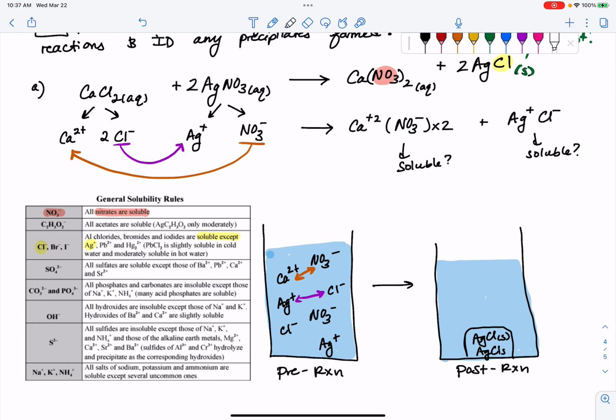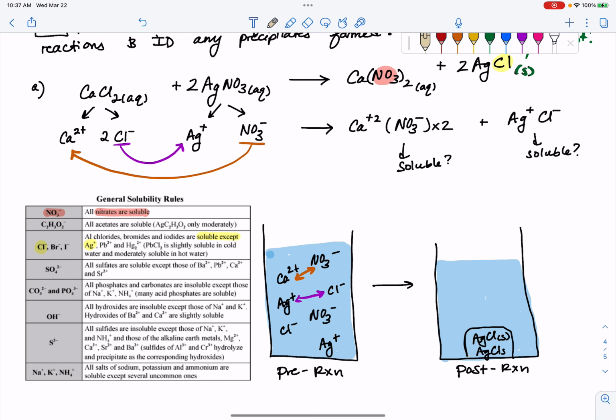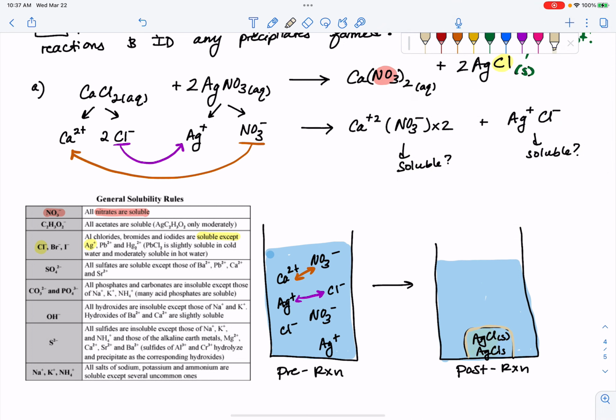Okay, let's see if this works. I don't know if it will. Nope, did not work. Perhaps this will work. So this is our solid that we form, our precipitate. And then we would have our aqueous or still dissociated, still dissolved calcium and nitrate.